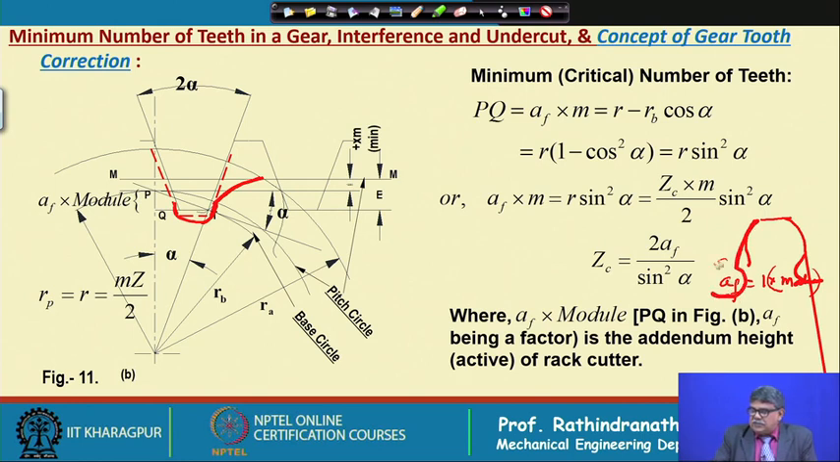And this portion is called undercut. This is also called tooth interference, as the cutter is interfering with the root. In the case of an external tooth, tooth interference means the cutter is going below the base circle for active profile generation. So, this will be the undercut.